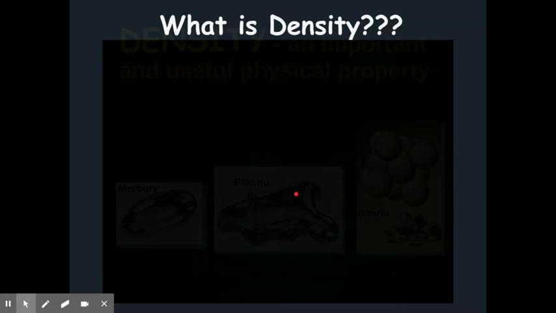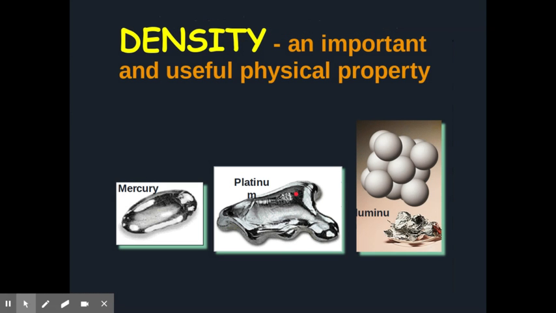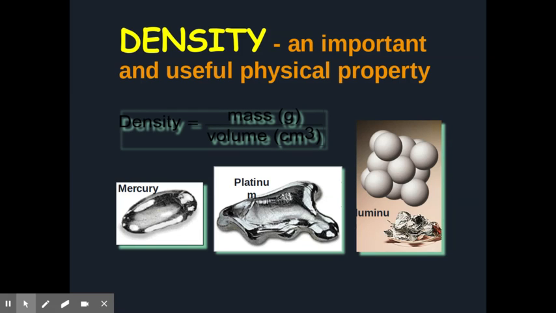So, what is density? It's a physical property of a compound, so you can identify some things based on their density. You can tell if it's made of silver versus platinum versus aluminum based on the density of those elements. So the formula for density is density equals mass over volume.